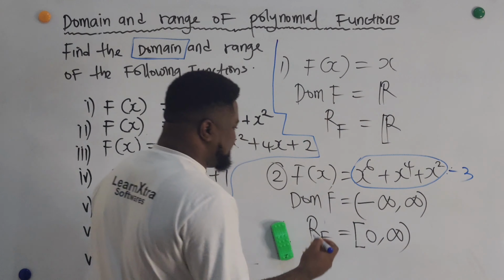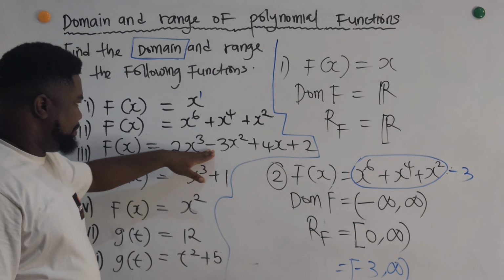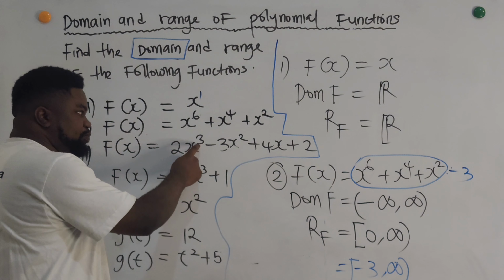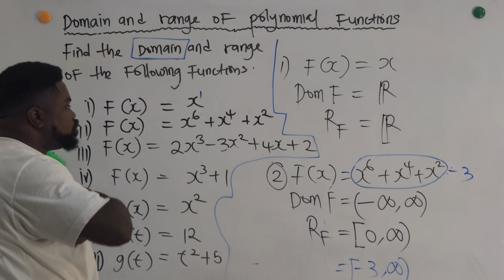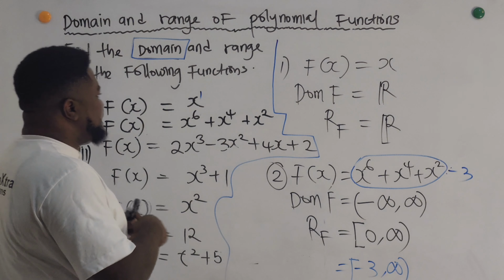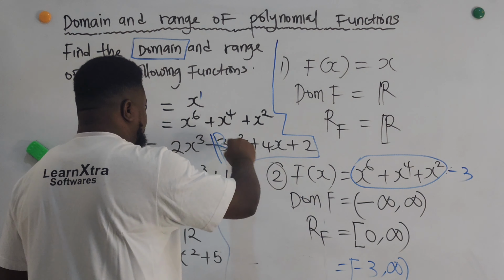Number 3. Question 3 says, without wasting time, let's just do it very fast. So, question 3 says 2x cubed minus 3x squared plus 4x plus 2. In number 3, I am seeing even power, and I'm also seeing odd power. And I am saying, whenever you see an odd power in your polynomial, just know that the range is all real numbers. So, number 3, my range is going to be all real numbers.